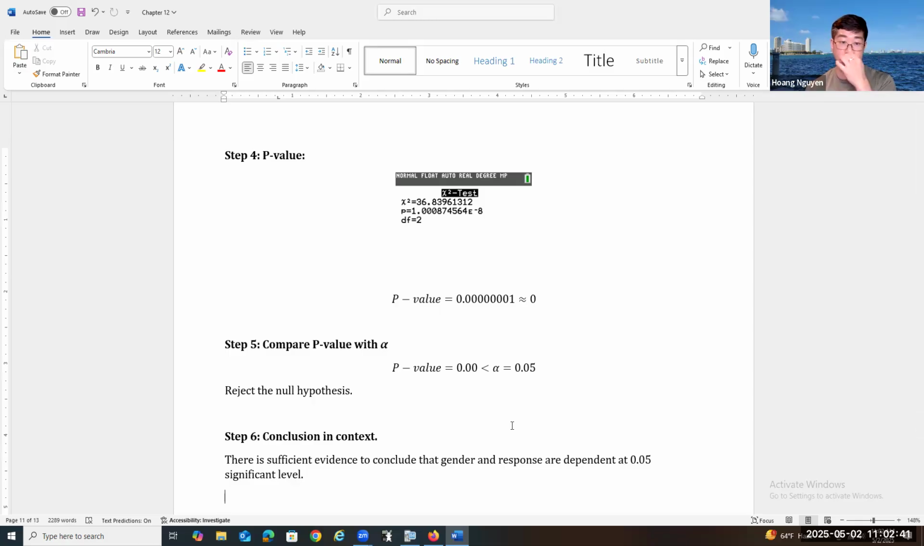So once again, if you want to determine if two qualitative variables, or categorical variables, are independent, this is going to be the idea for the hypothesis test for independence.